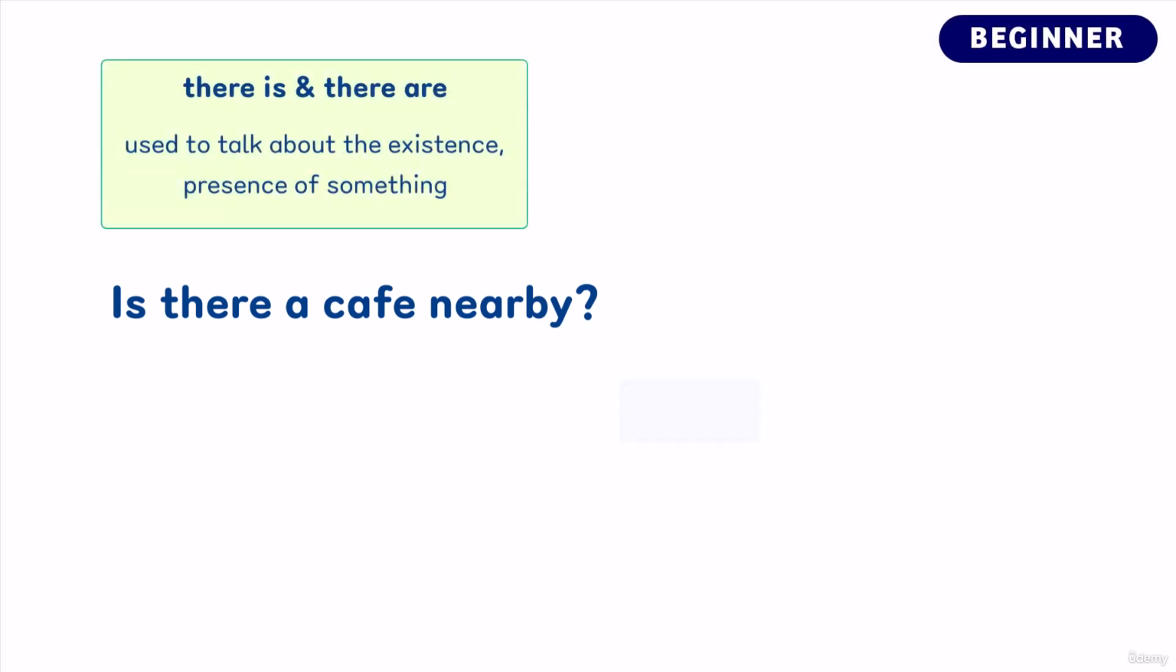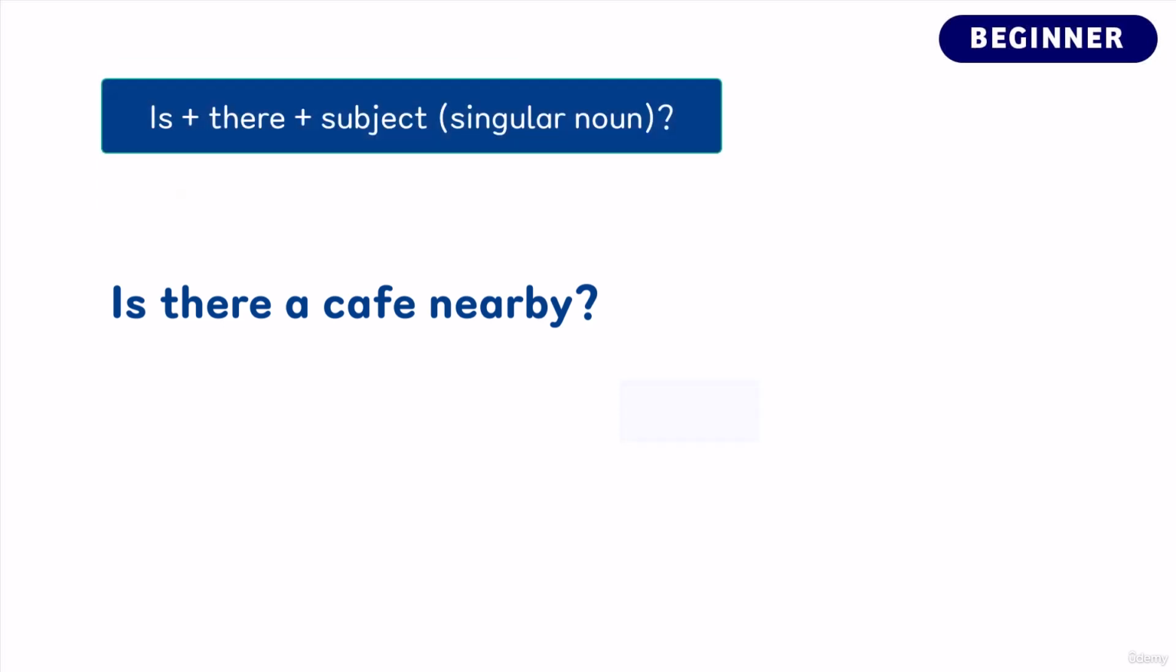Now, we use the phrase there is or there are to talk about the existence or the presence of something. So to ask if a cafe exists nearby, as in whether there is a cafe present nearby, we can ask, is there a cafe nearby? The question begins with the verb to be, and then we have there. The verb to be must agree with the subject, which comes after there. And in this question, since the subject is a singular noun, a cafe, we use is.